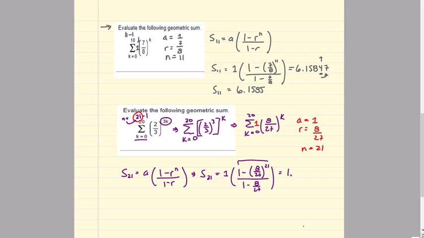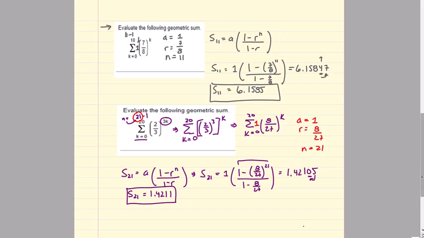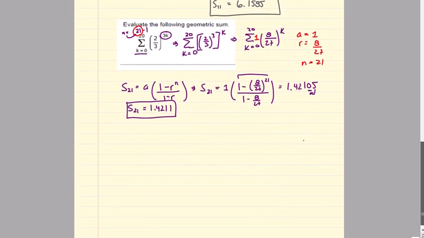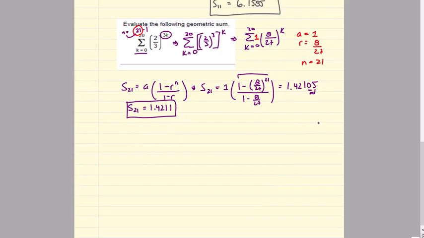So I get 1.42105. And again, I'm rounding to 4 places, 1, 2, 3, 4. So this is 5 or above, so that's going to round up. So my 21st partial sum here would be 1.4211, my correct answer. Okay, so again, these are almost more just like arithmetic practically. You wouldn't want to write out all 21 of these terms though. So let's go ahead and look at a lot more of these examples.